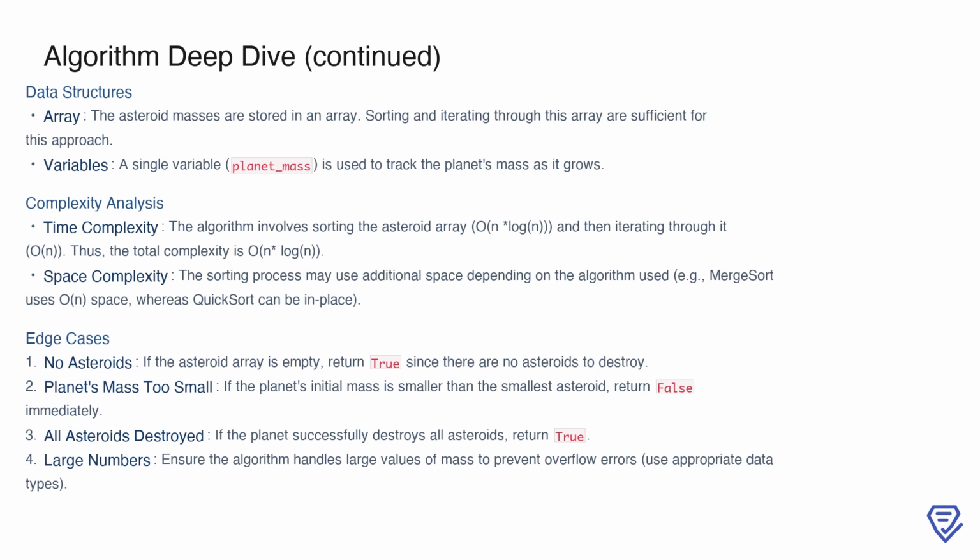Space complexity depends on the sorting algorithm used. For example, mergesort requires O(n) extra space, whereas quicksort can be performed in place, requiring minimal additional memory.